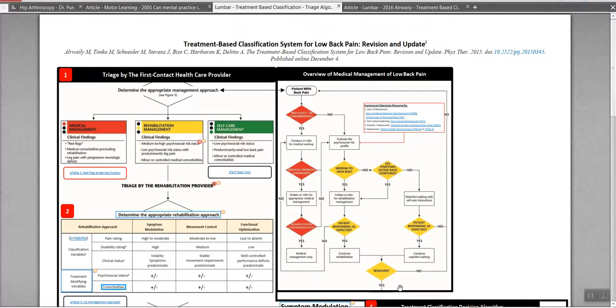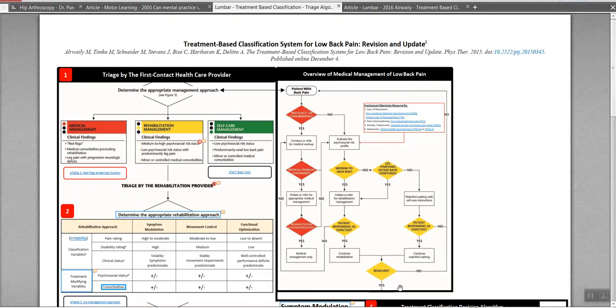Okay, so the treatment-based classification that initially came out in 1995 was updated in 2007 and then updated most recently in 2015. This was the initial publication of the update in 2015, and it would mark the first in a series of publications that will come out that will follow the treatment-based classification on how to treat people with low back pain based off the system.